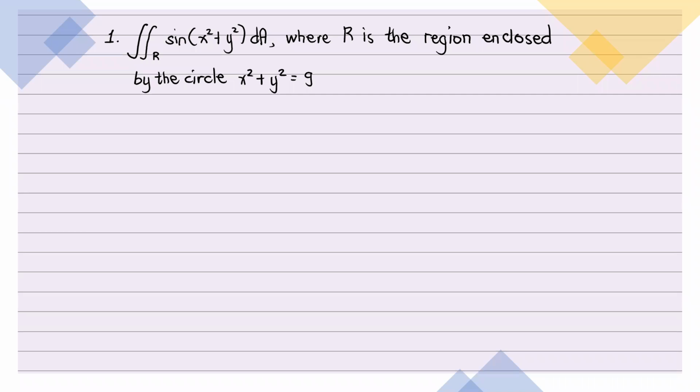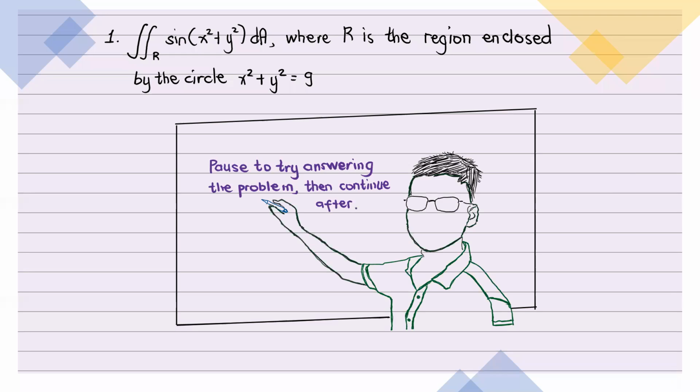We want to find the double integral of sine of x squared plus y squared dA over the region enclosed by the circle x squared plus y squared equals 9. Pause to try answering the problem, then continue after. Ang solution at answer ay paparating na in 5, 4, 3, 2, 1. Ayan, so tignan natin kung tama ba ang iyong mga sagot kung ikaw man ay nag-pause kani-kanina.